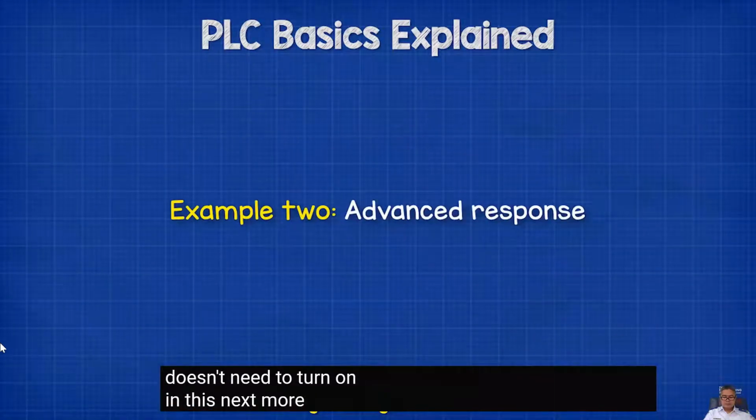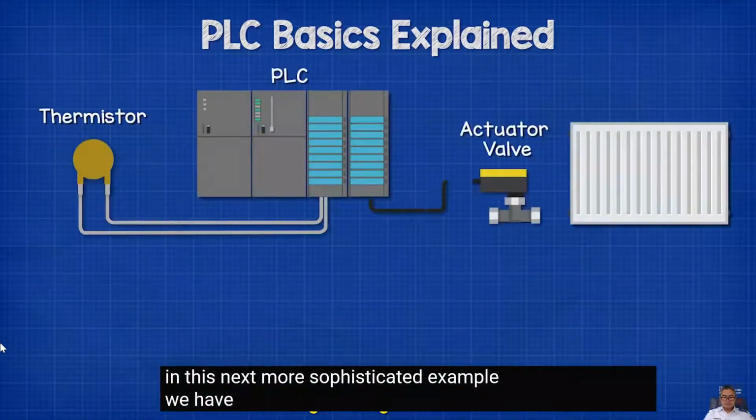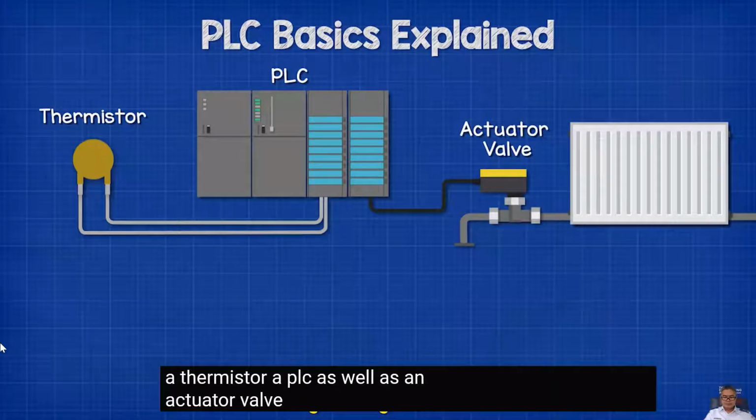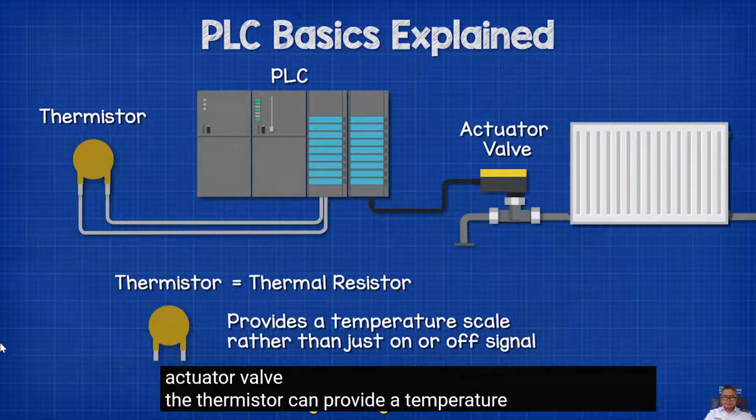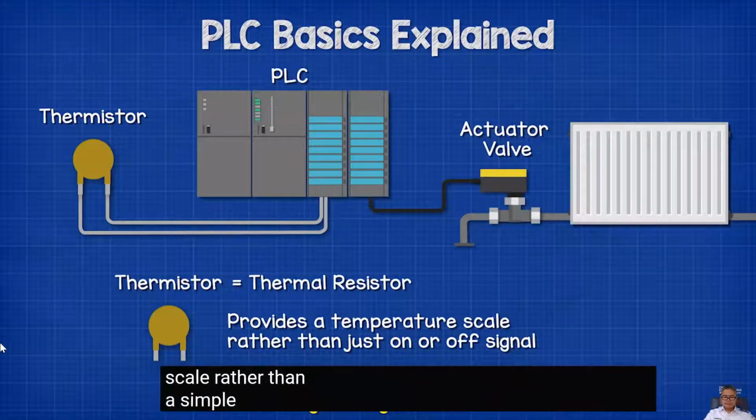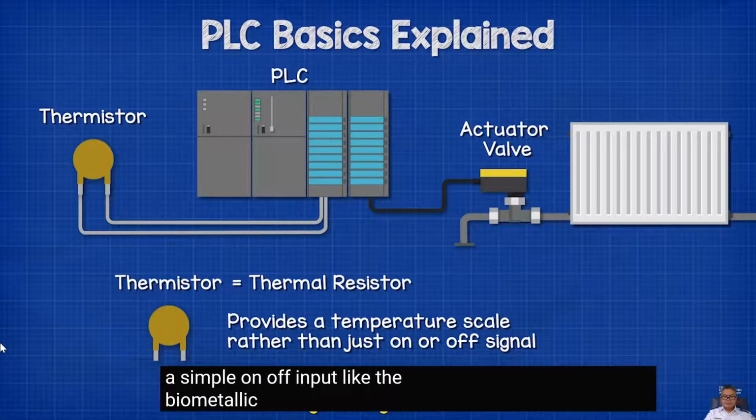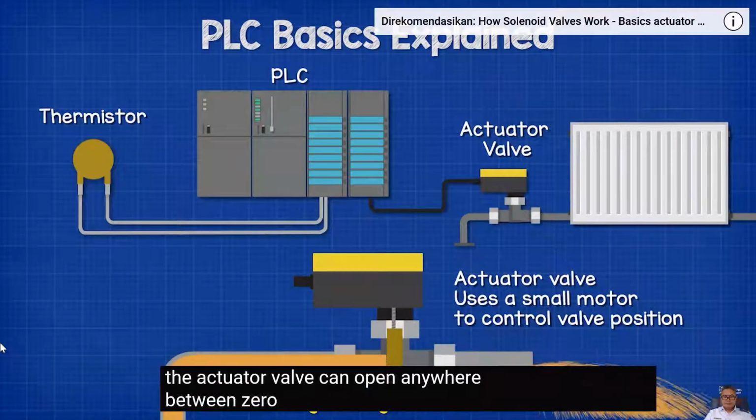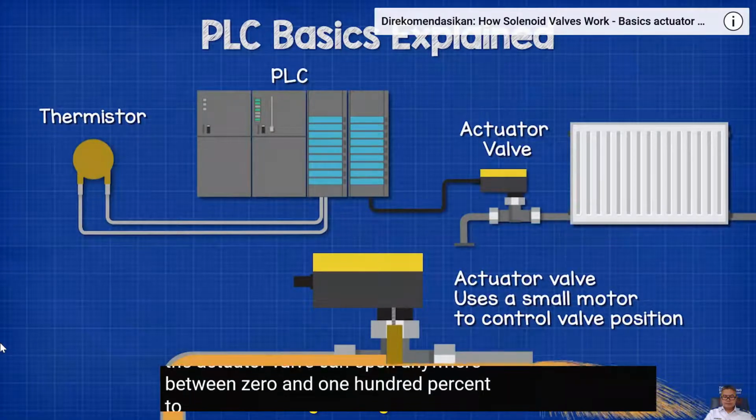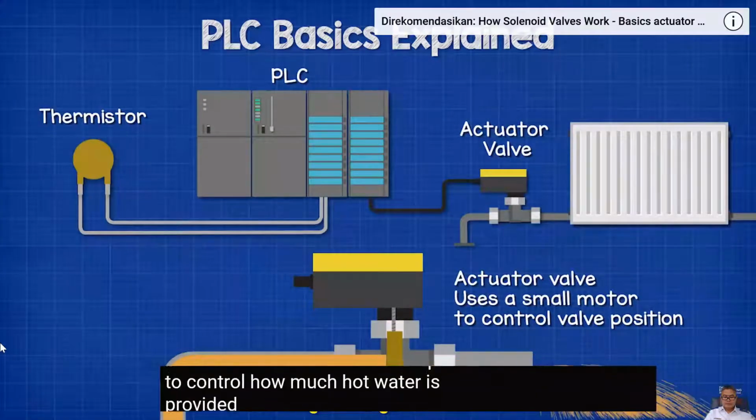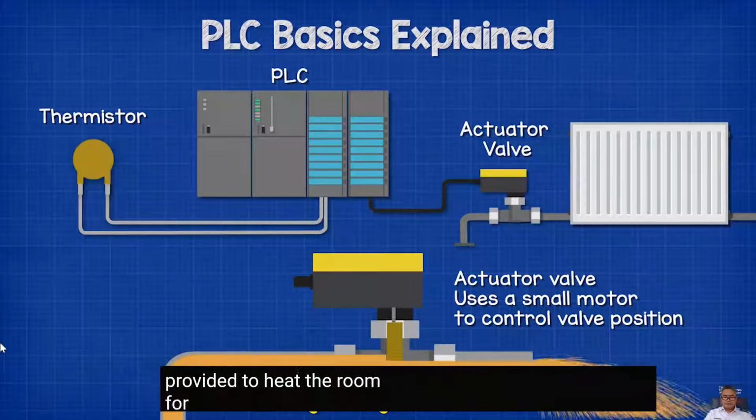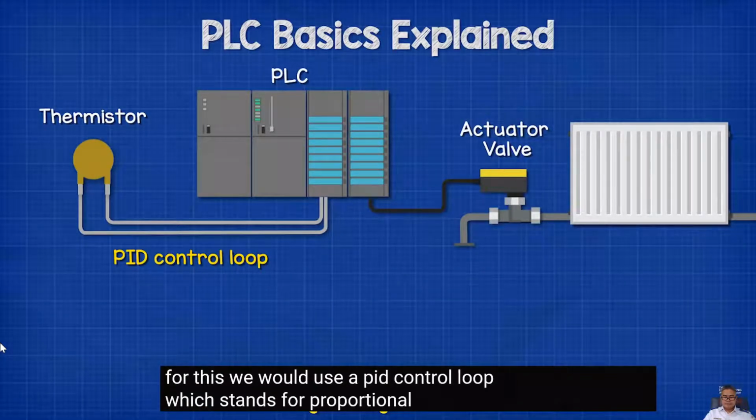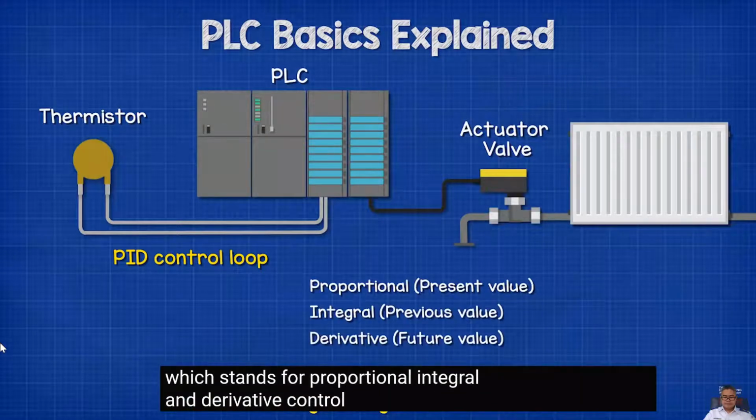In this next, more sophisticated example, we have a thermistor, a PLC, as well as an actuator valve. The thermistor can provide a temperature scale rather than a simple on-off input like the bimetallic strip. The actuator valve can open anywhere between 0 and 100% to control how much hot water is provided to heat the room. For this, we would use a PID control loop, which stands for Proportional, Integral and Derivative Control.